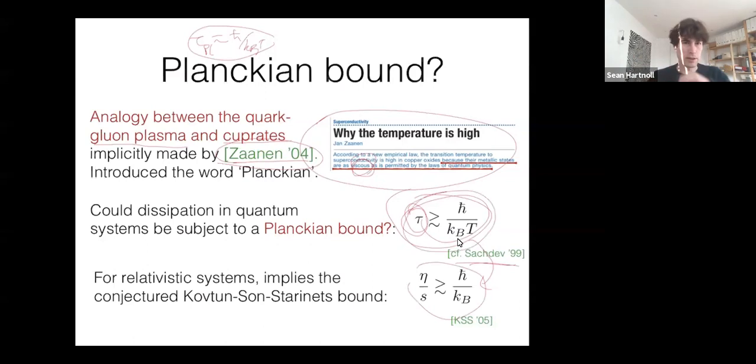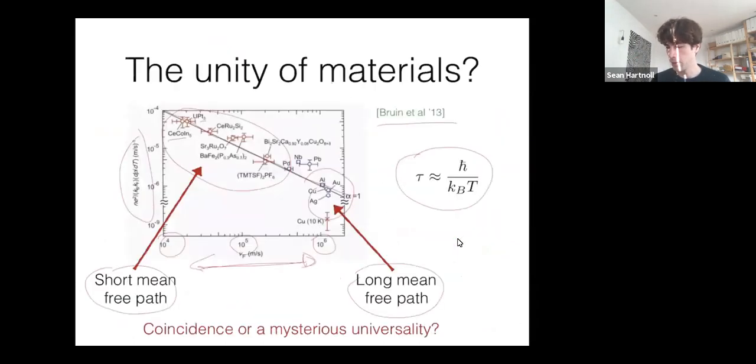The statement here is not necessarily that η over S is important in condensed matter. Probably it's not, because probably translations are strongly broken by the lattice. The statement is that there's a meta principle, this Planckian principle, which applies both to relativistic plasmas and to strongly correlated metals. Okay. So actually this paper was the motivation for making this plot.